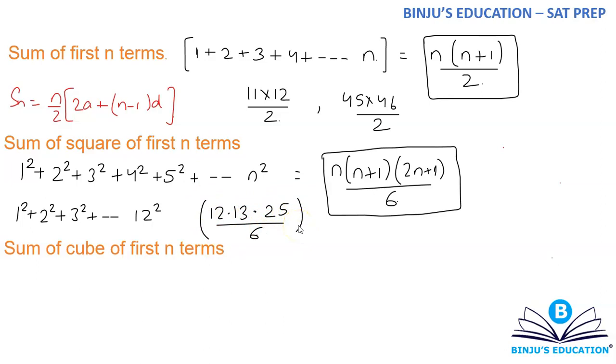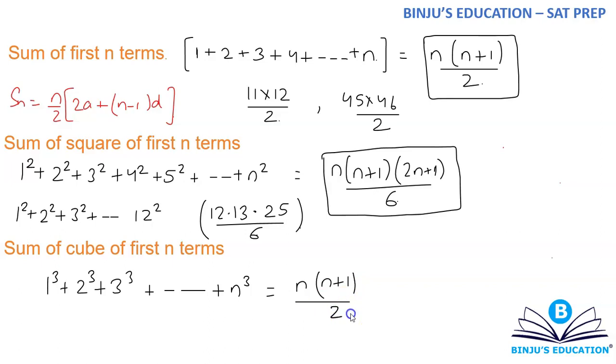That's it, nothing else. The last one is sum of the cubes of first n terms. So that is like 1 cube plus 2 cube plus 3 cube and so on and so forth up to n cube. So the sum for this is n into n plus 1 divided by 2, and you're going to square this entire quantity.